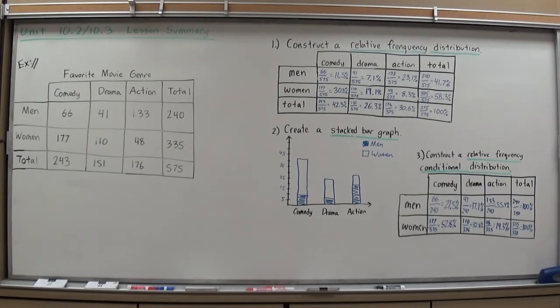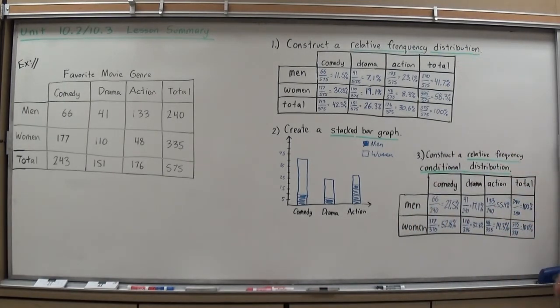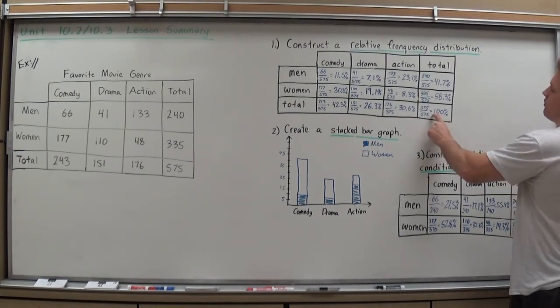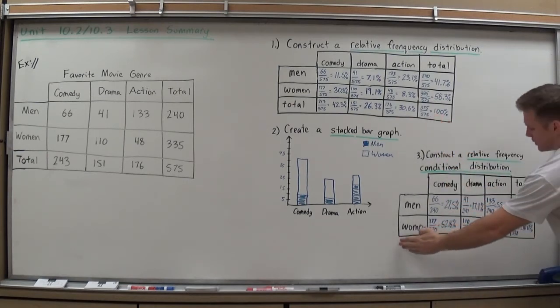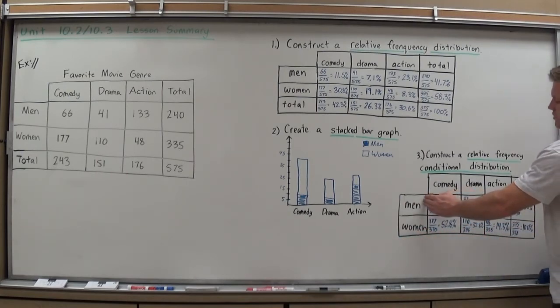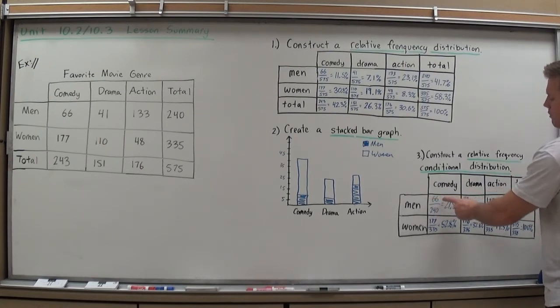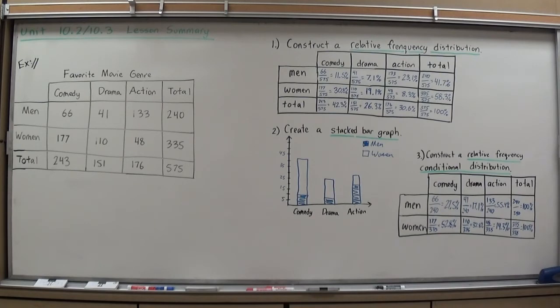One other thing I might want to do is a relative frequency conditional distribution. You need to know the difference between that and a normal relative frequency distribution. Our additional word is conditional because we're only going to find the percentages now on its own personal condition or category. So rather than doing everything over 575, the total, you'll see that the total line is completely removed, and I'm only going to do the percentages based on their own category.